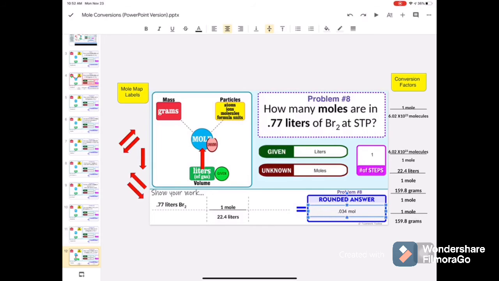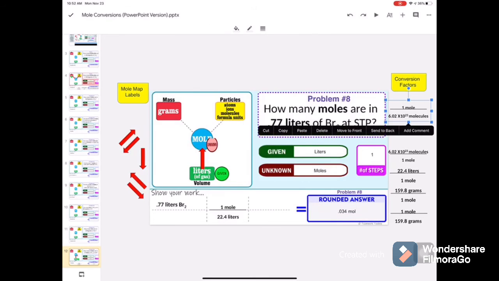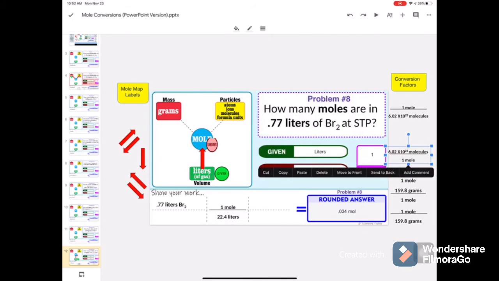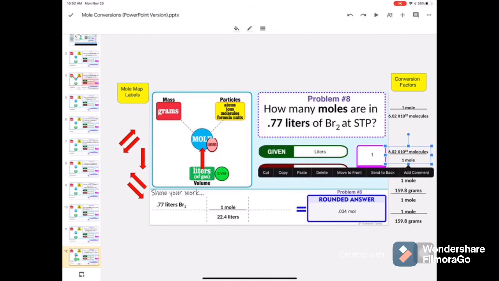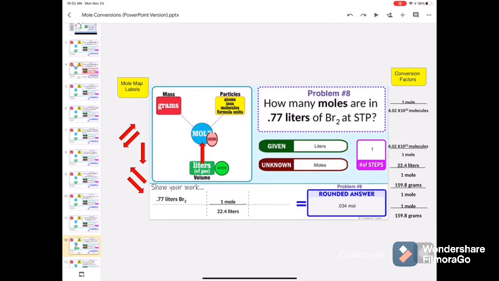0.77 divided by 22.4. However, if you'll notice over here, if it had been a mole to molecule conversion, I would have chosen either Avogadro's over 1 mole or 1 mole over Avogadro's, in terms of my count being atoms, ions, molecules, or formula units. I didn't choose that because that wasn't any part of my problem. That's up here. Was I going there? No, I didn't have anything to do with that.